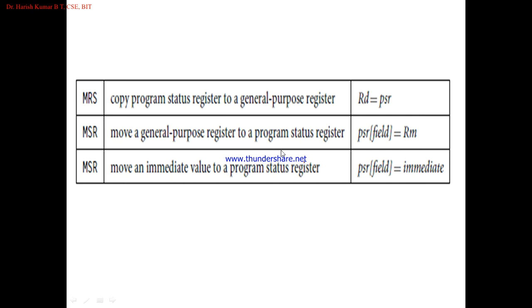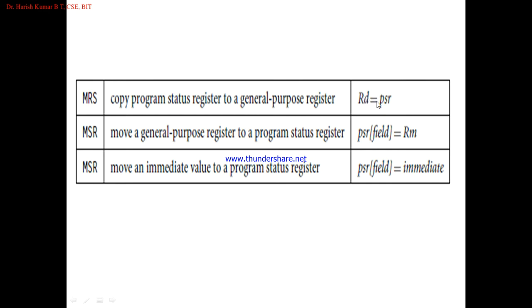Now here is how it happens. When I say read the status register, this is the program status register. Now what you can have here is C or S. If you want to copy the current program status register to the destination register, it is CPSR. If you want to copy the saved program status register, it is SPSR.